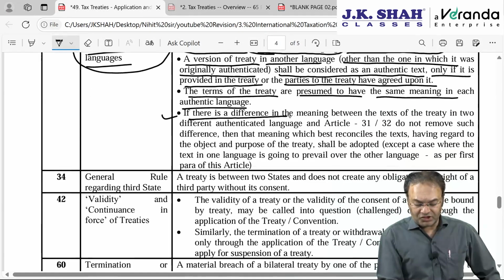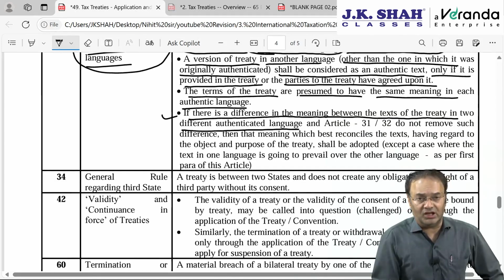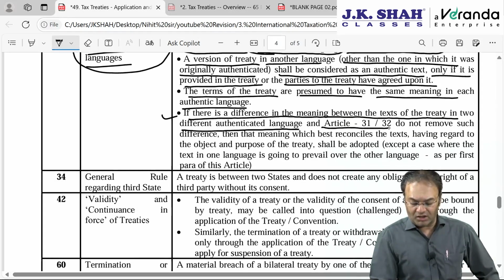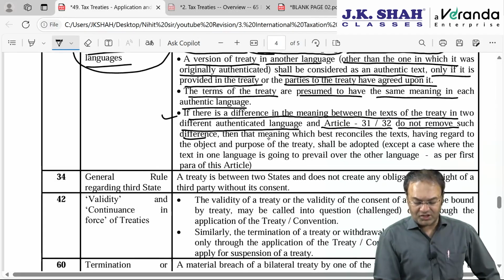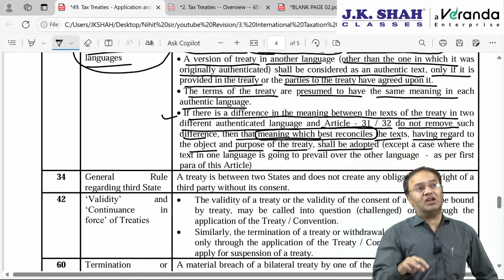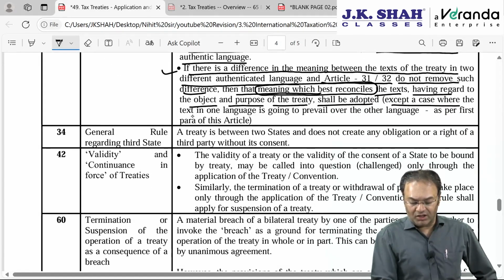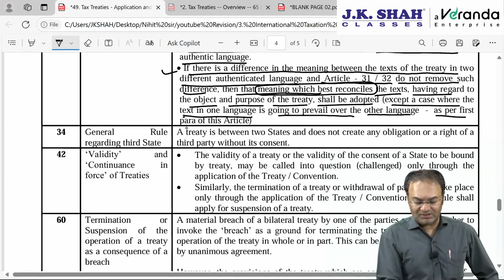If there is a difference in meaning between the text of the treaty in two different authenticated languages, say in Hindi there is one meaning and in English another, and Articles 31 and 32 do not remove such differences, then the meaning which best reconciles the text of the treaty, having regard to the object and purpose of the treaty, shall be adopted. That meaning shall be assigned, unless it was clarified in the treaty that the text of one language is going to prevail over the other, as per the first paragraph.